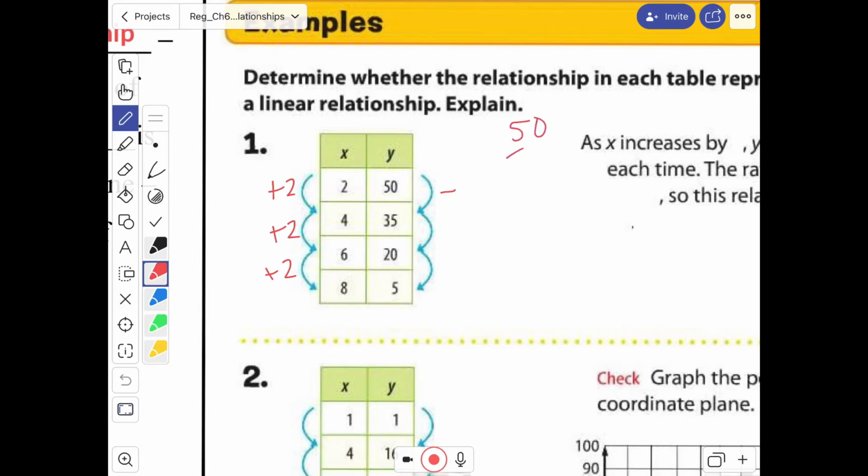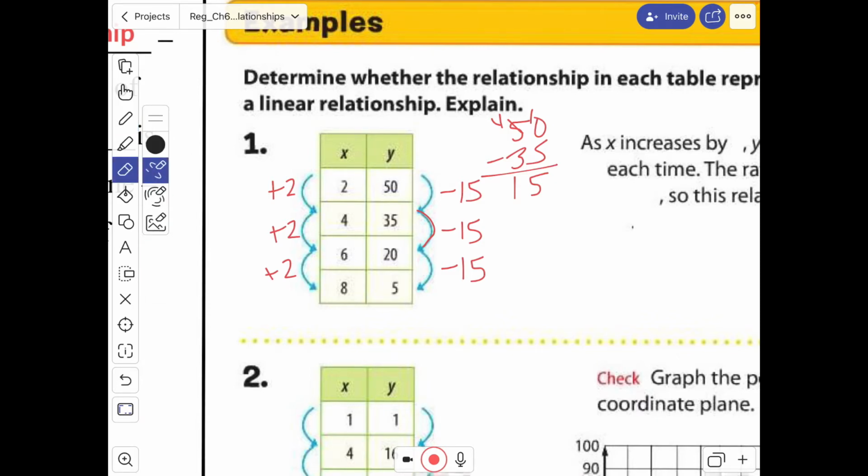And 50 minus 35 would be 15, so it decreased by 15. And the next interval also decreased by 15. And the next interval also decreased by 15. Okay, notice that this side over here is not the same as this side over here. That's not what we're looking for.